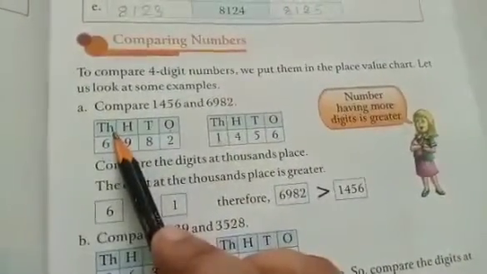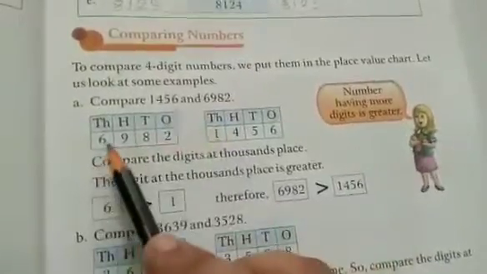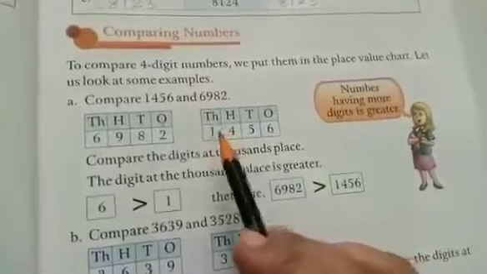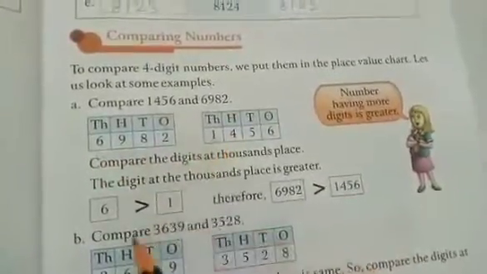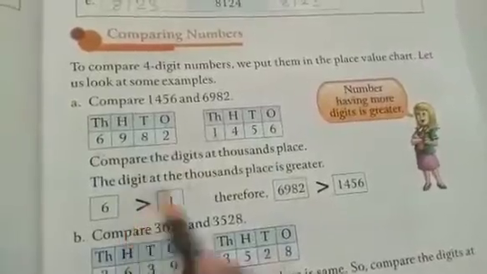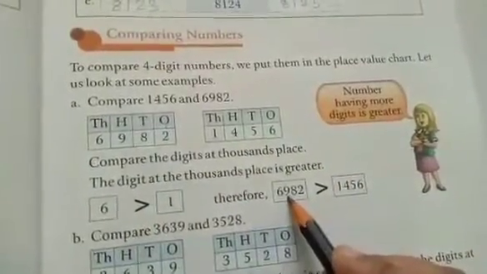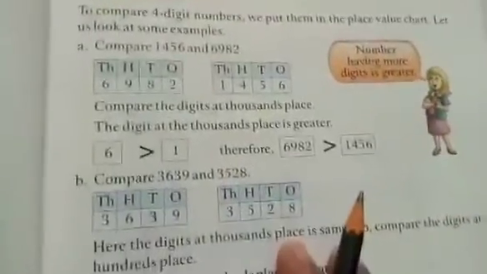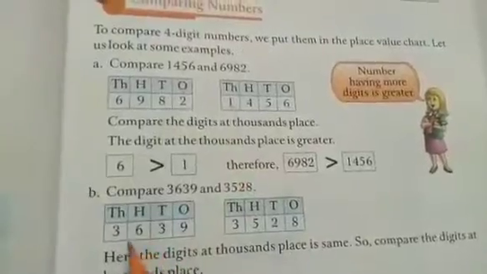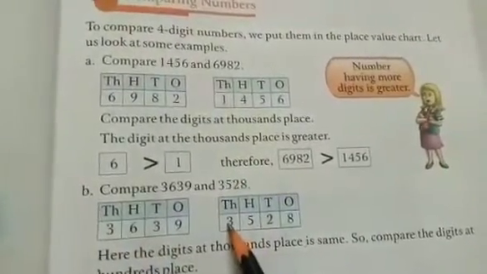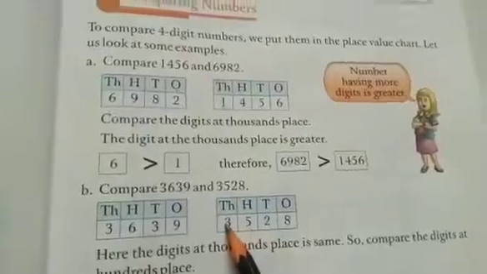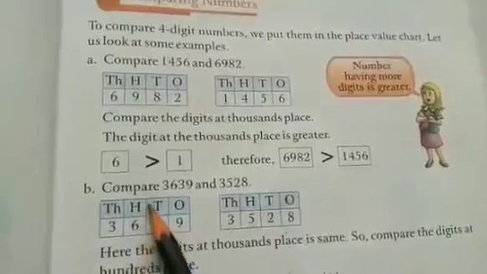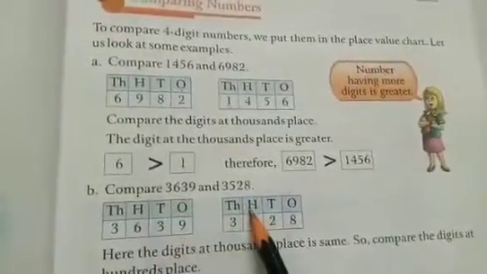So on the biggest position, that is the thousands place, here 6 is there and here 1 is there. So which is the bigger one, 6 or 1? Yes, 6 is the bigger number. So the number 6982 is the bigger one. Now secondly, if the thousands place of both sides are the same, what do we have to do? Then we have to compare the next digit, that is the hundreds position.